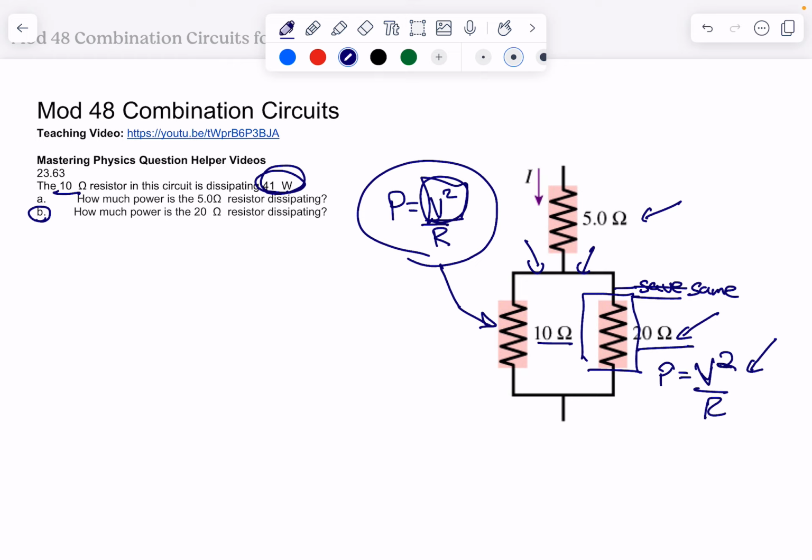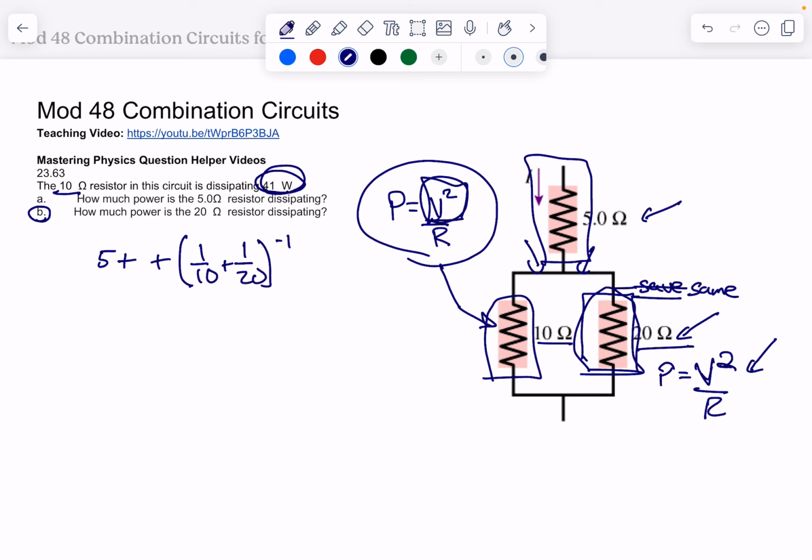So once you know that, what you want to do is find the entire circuit. Because this is a combination circuit, we've got a parallel part of the circuit and we've got a series circuit. So what you're going to want to do is find the total resistance, right? So the total resistance will be 5, that's in series, but then you'll say plus 1 over 10 plus 1 over 20 to the negative 1. Because then, of course, we can find what the R is for the total circuit.